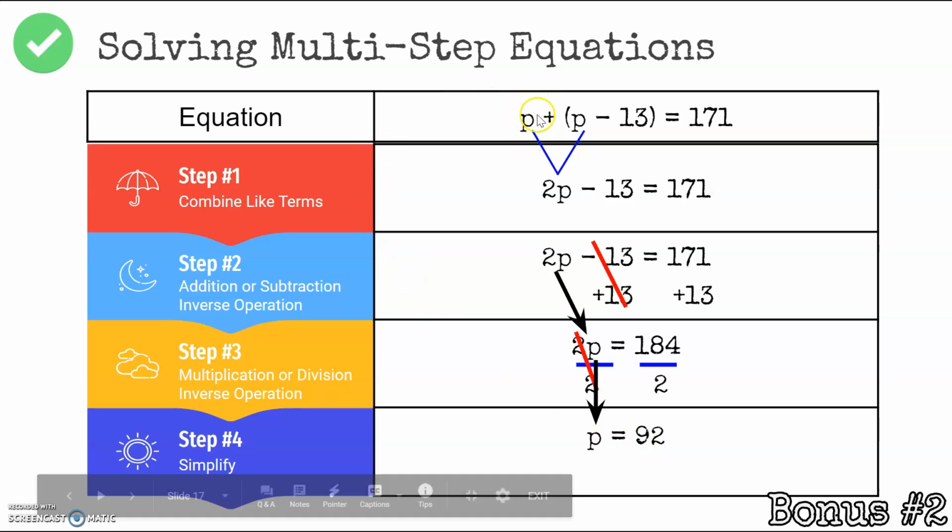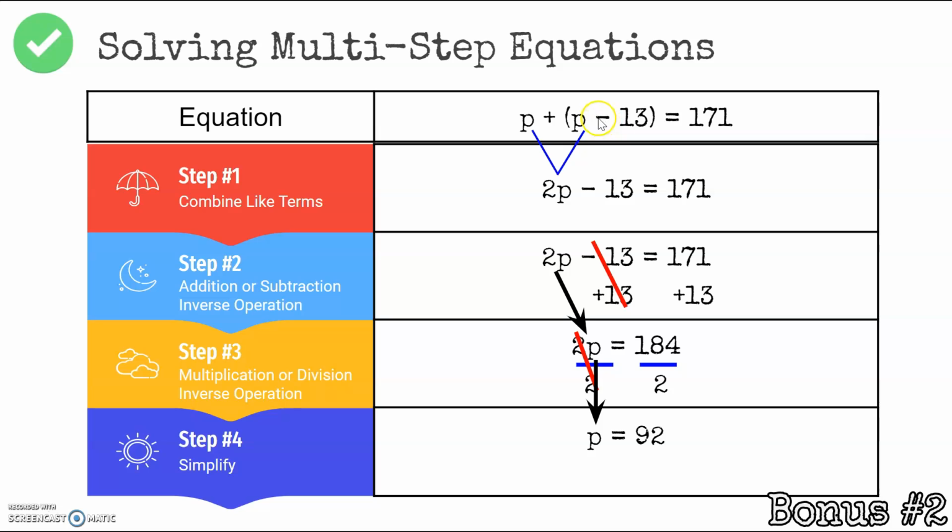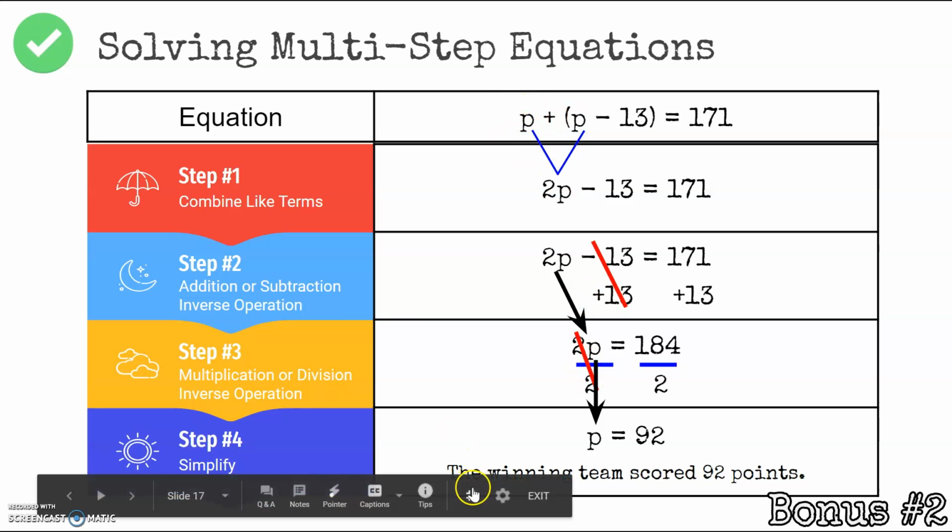So team number 1 earned 92 points. Team number 2 earned 92 minus 13 points. So my question is, though, how many points did the winning team make? The winning team scored 92 points. Because if we look back in the previous information, team number 1 was P. Team number 2 scored 13 less than team number 1, which is our winning team. They were just that P right there. So the winning team scored 92 points.